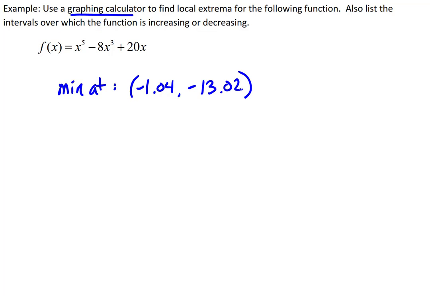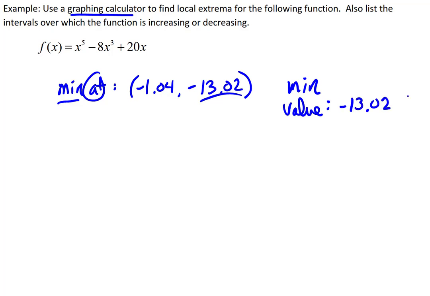But let's recall, this is where the minimum occurs. The minimum is at this point. The actual min value is really only the y value. So we'll say our min value will be, at least for this first one, -13.02. Now remember, that wasn't the only valley within this function, so we're going to go back and list another one or find another one as well.